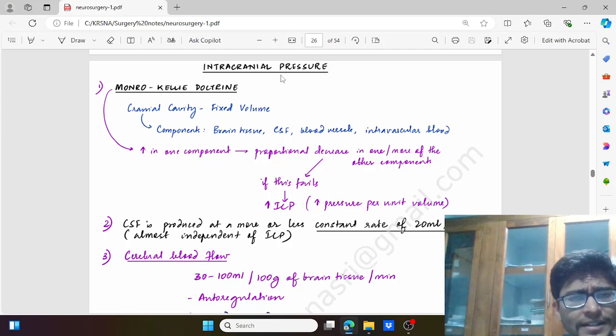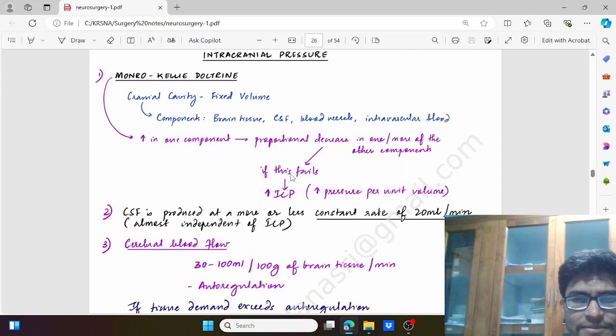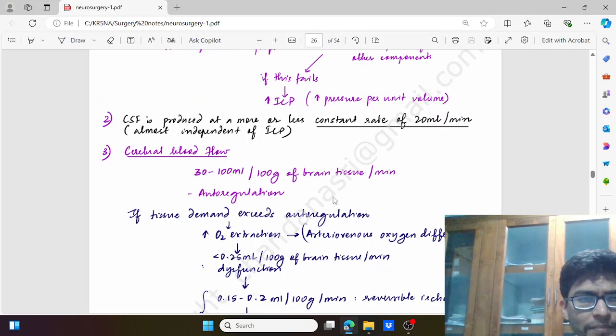So let's get started. Intracranial pressure. The first aspect is the Monro-Kellie doctrine, which says that the cranial cavity has a fixed volume, and the components of this cavity are the brain tissue, CSF, and blood vessels with intravascular blood. If there is an increase in any one of the components, there will be a proportional decrease in one or more of the other components. If this compensation fails, there will be an increase in the intracranial pressure, and this increase in intracranial pressure causes the problems.